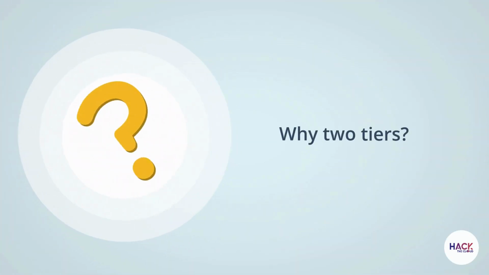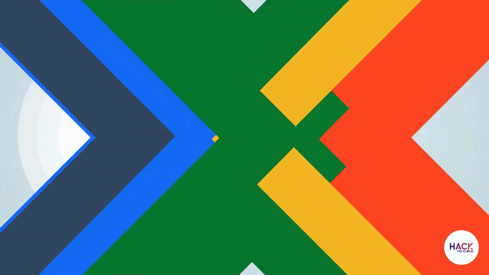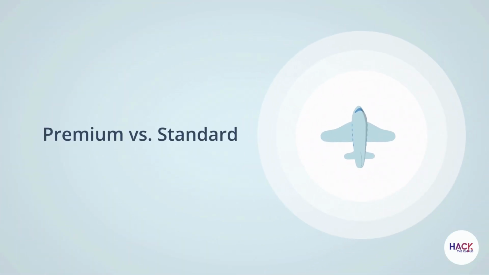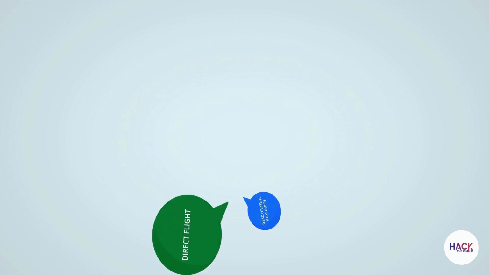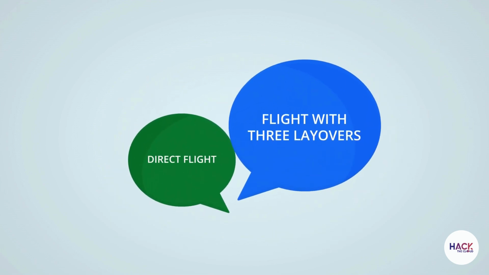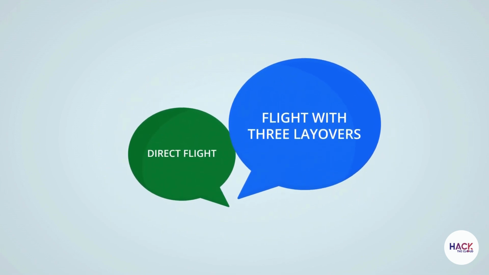Why two tiers? The data traveler's dilemma. Now you might be wondering, why even bother with two tiers? Well, it's all about choice, my cloud traveling friends. Some workloads need to get to their destination fast, no matter the cost. Others, they're just happy to arrive in one piece. It's like choosing between a direct flight and one with 3 layovers. You've got options based on your budget and how urgent your trip is.